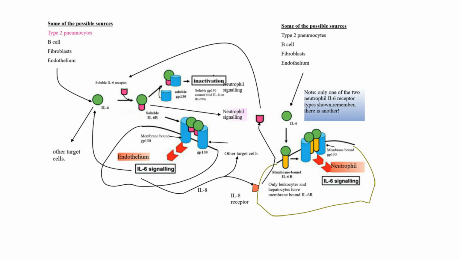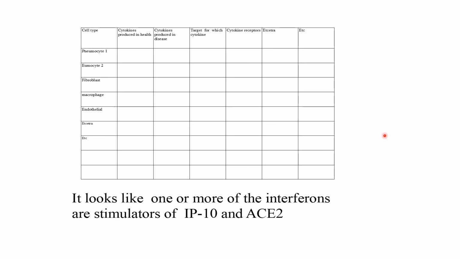So we've got to find out what the cells are in the lung in health and disease, what cytokines are being produced, what are the targets for the cytokines, what are the receptors for cytokines, and this table goes on and on. It looks like one or more of the interferons are stimulators of IP10 and ACE2. Well, I have to say something about ACE2. I've gone through the whole talk without even mentioning ACE2. There it is, ACE2.